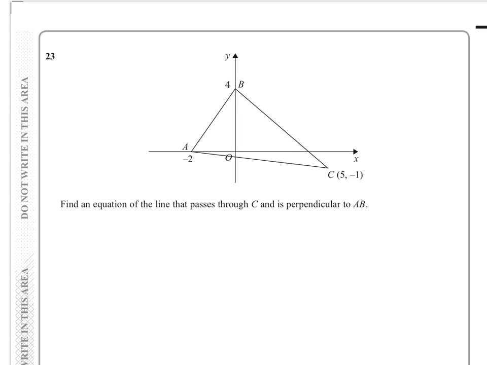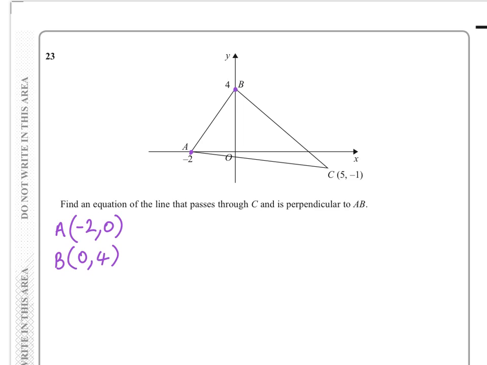Question 23. Find an equation of the line that passes through C and is perpendicular to AB. Well, this is quite tricky, and with my experience of 20 years in the classroom, I can tell you now that students find straight line questions by far the most difficult. That and percentages usually. So if we look at coordinate A, just write that down, we know it's -2, 0, and B is 0, 4.